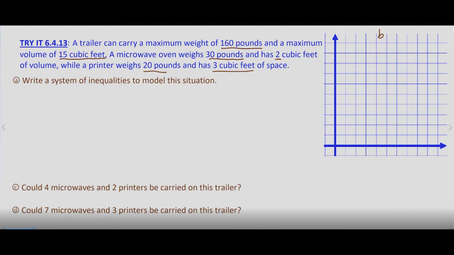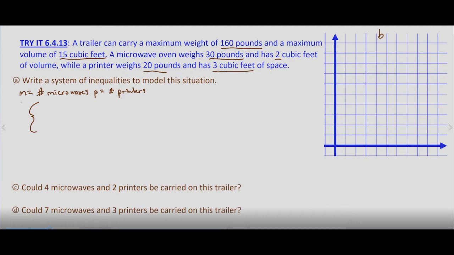So first off, let's define our variables. I'm going to go ahead and call M equals the number of microwaves, and let P equal the number of printers. Then we can set up a system of inequalities, one based on weights and one based on volume. So let's look at weights first, since that comes first.